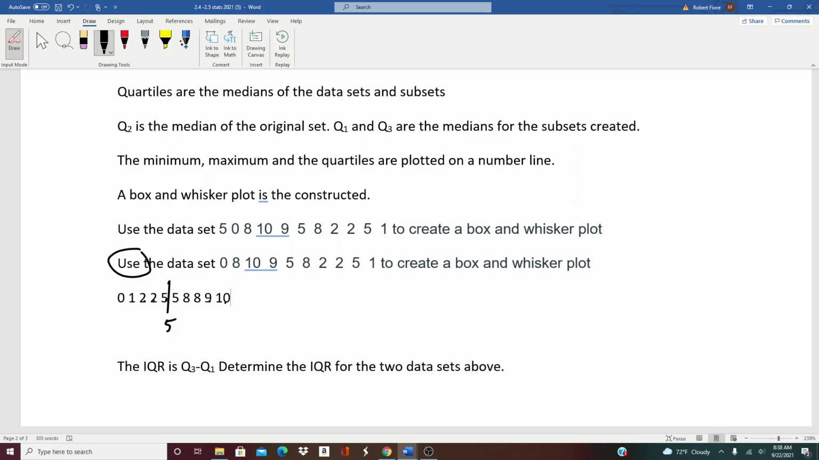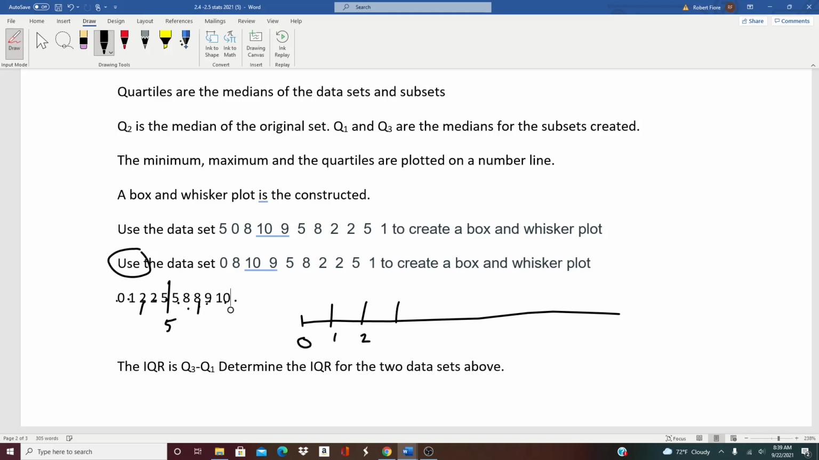I'll find my value to the left, and there's 1, 2, 3, 4, 5 values. That's my other midpoint. And here I have 1, 2, 3, 4, 5 values, and there's my other midpoint. So I found my 3 midpoints. I'm going to draw out the same kind of number line. The number line is going to be numbered from 0 to 10, my lowest number going up to my highest number.